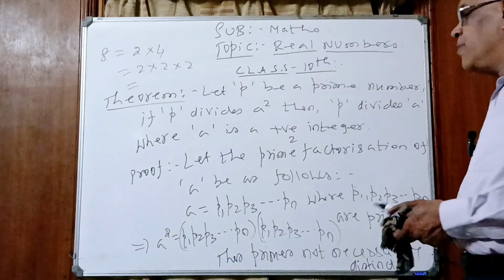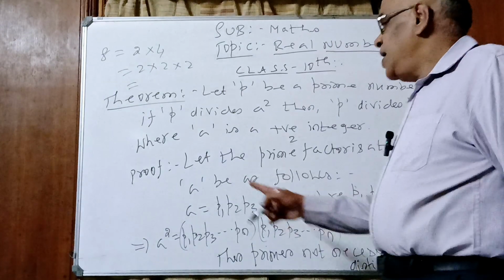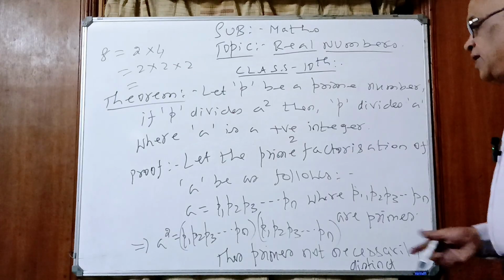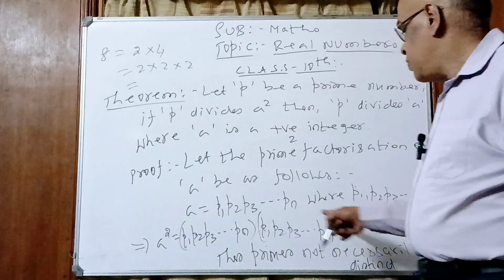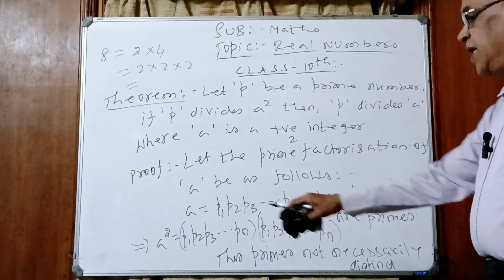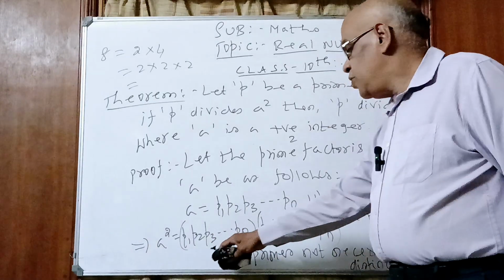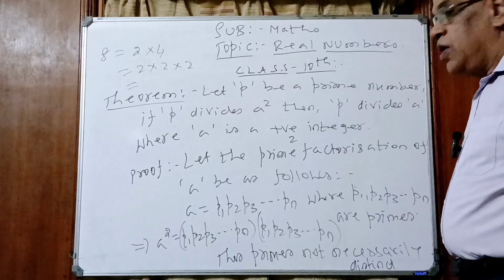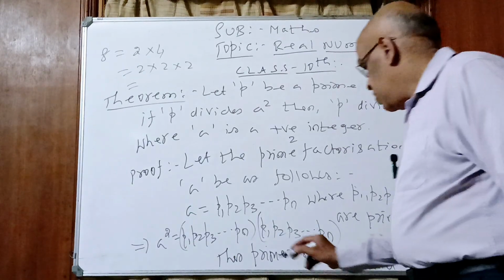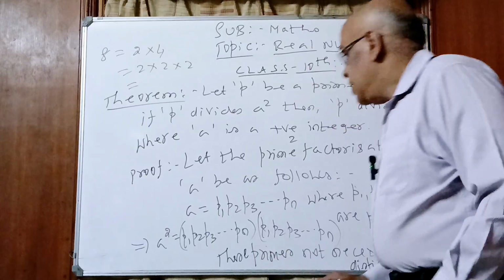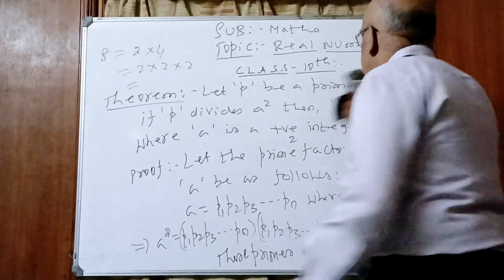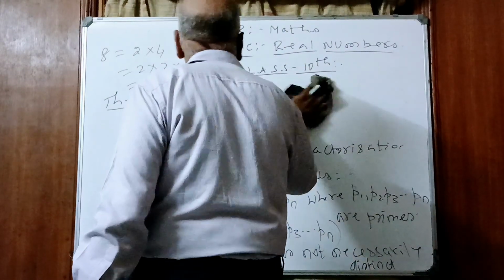Yes or no, children? So what we said? Let the prime factorization of a be as follows, where a is equal to P1, P2, P3 up to Pn, where P1, P2, P3 are prime numbers. Then a square will be what, children? P1, P2, P3 up to Pn into P1, P2, P3 up to Pn, and these primes are not necessarily distinct. Yes or no, children? Yes. Then I'll arrange this. I need the space.